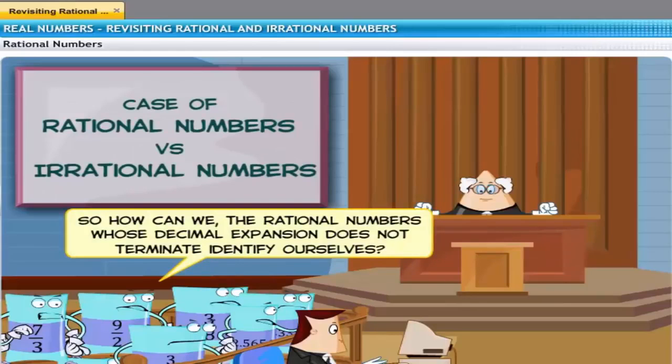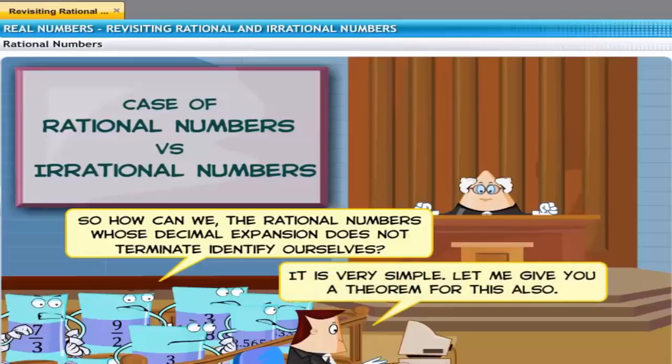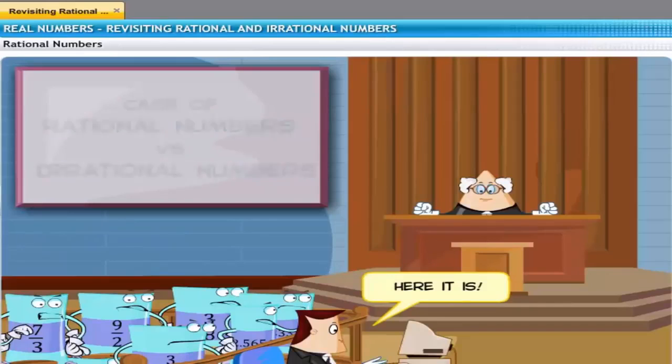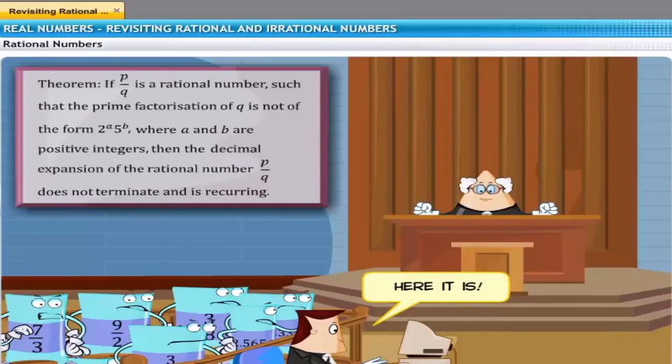So, how can you identify a rational number whose decimal expansion does not terminate or is recurring? Mr. Public Prosecutor seems to have a theorem for this also. Mr. Public Prosecutor has introduced another theorem that says that if P upon Q is a rational number such that the prime factorization of Q is not of the form 2 raised to the power of A into 5 raised to the power of B, where A and B are positive integers, then the decimal expansion of the rational number P upon Q does not terminate and is recurring.